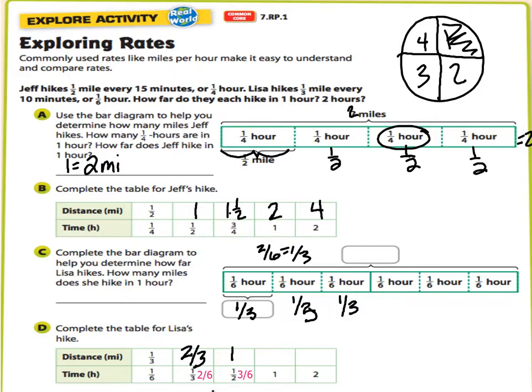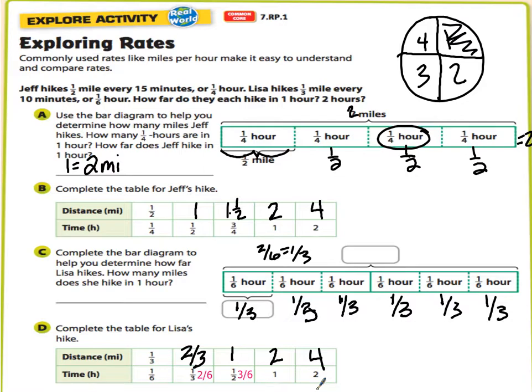So in 1 hour, so then again, if we keep going with all these thirds, another 1/3, and another 1/3, and another 1/3. So 1/3, 2/3, 3/3, 4/3, 5/3, 6/3. Again, she would go 2 miles. So then here, in 2 hours, she would go 4 miles.